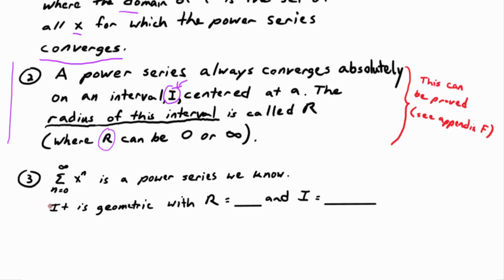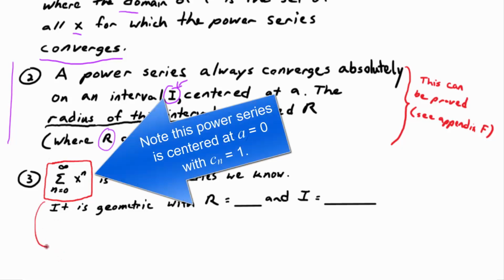Note number 3. We are friends, you guys. We are friends with a power series already. It's called the geometric series. You're not used to writing it this way, but the sum n equals 0 to infinity of x to the n is a power series. Here's how you're used to writing it.